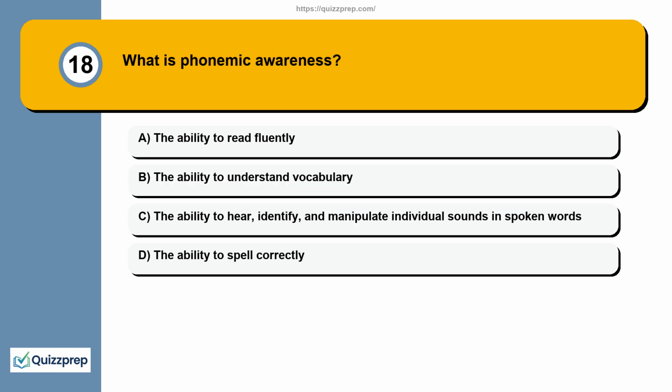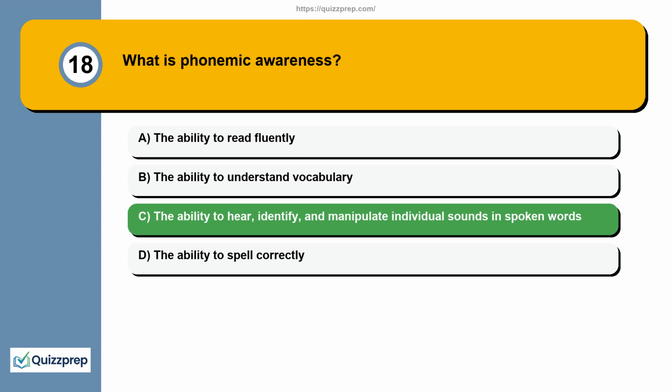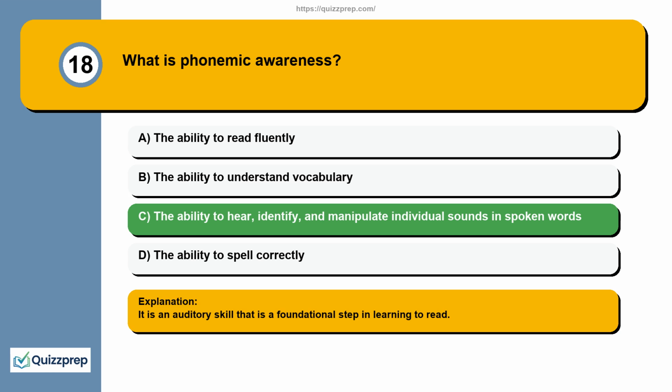Question 18. What is phonemic awareness? Here are your options. Option A. The ability to read fluently. Option B. The ability to understand vocabulary. Option C. The ability to hear, identify, and manipulate individual sounds in spoken words. Option D. The ability to spell correctly. The correct answer is option C. The ability to hear, identify, and manipulate individual sounds in spoken words. Explanation. It is an auditory skill that is a foundational step in learning to read.